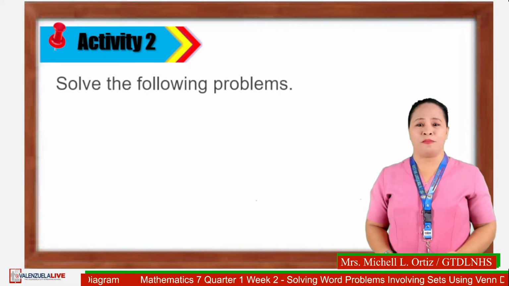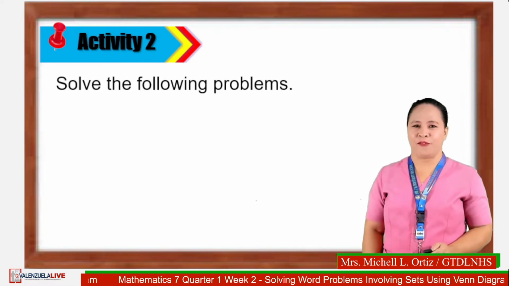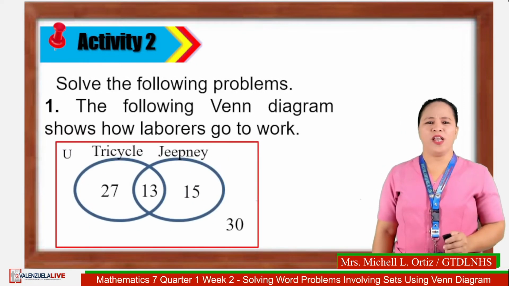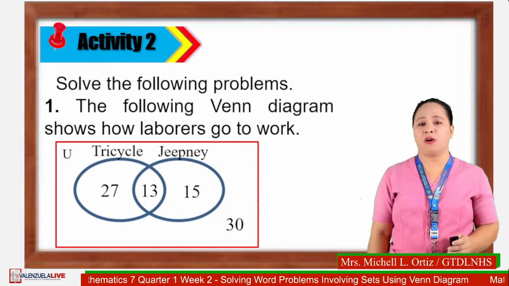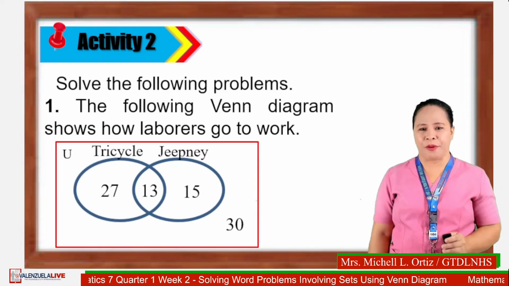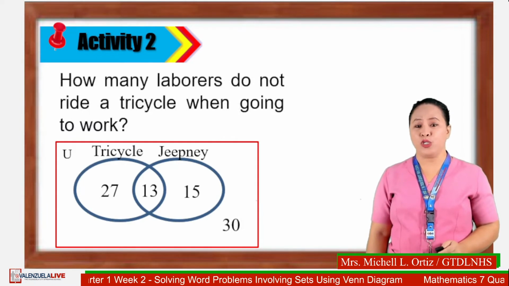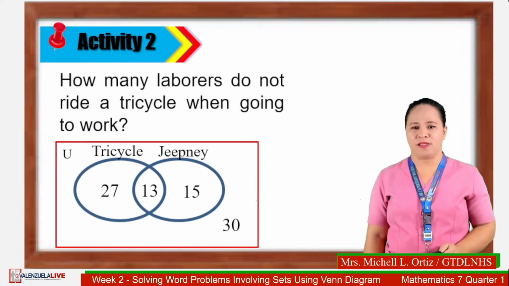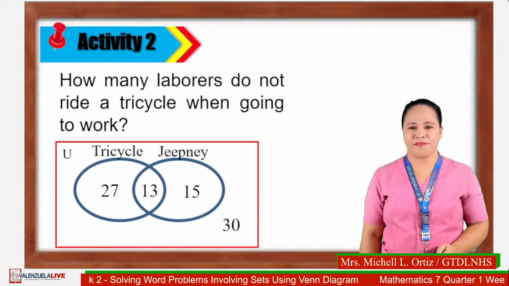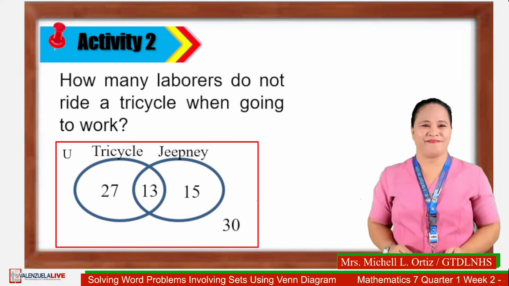Solve the following problems. Let us read the first one. The following Venn diagram shows how laborers go to work during this time of pandemic. How many laborers do not ride a tricycle when going to work? 5 seconds. Go.